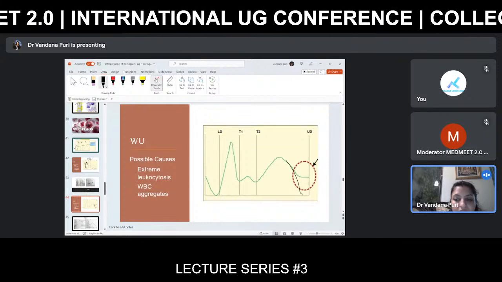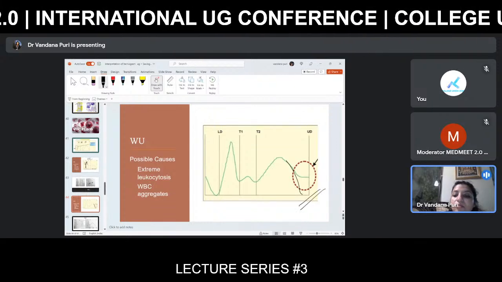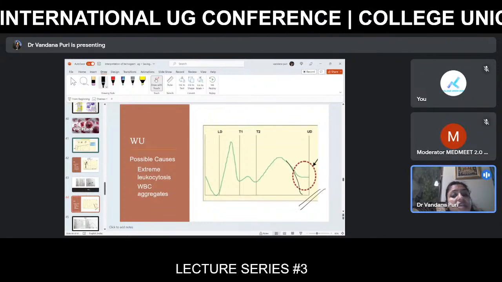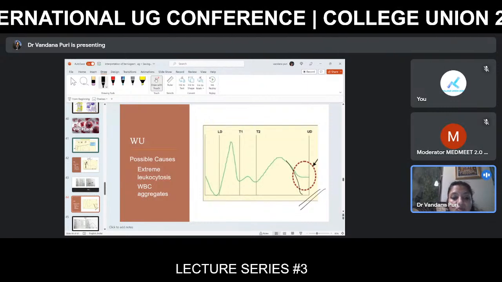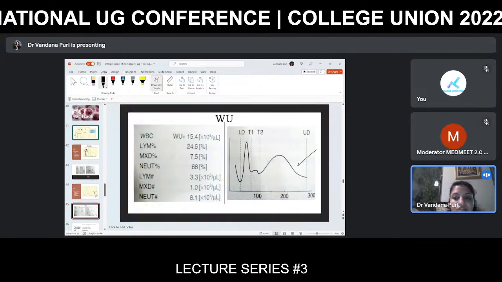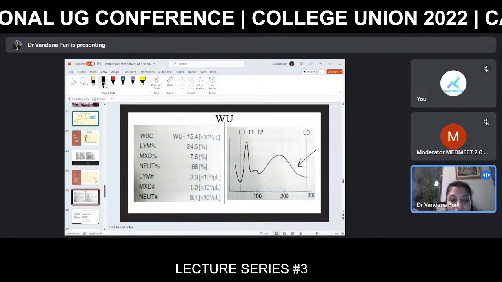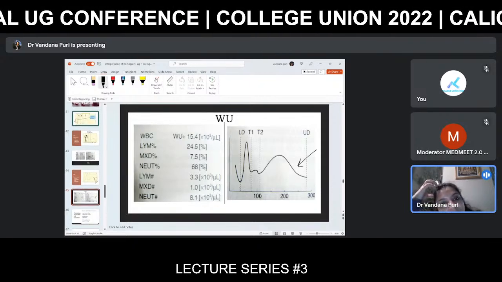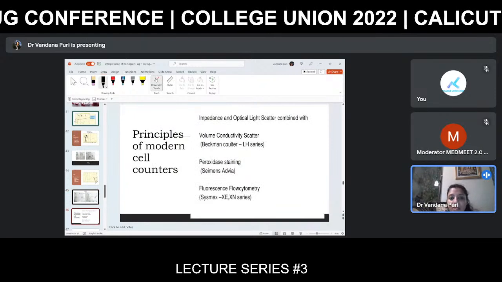Again, the opposite: the curve does not go to the baseline. It stays up. This can occur whenever there are WBC aggregates or extreme leukocytosis, and then it's called a WU error. So look at this. This is what a WU error looks like.